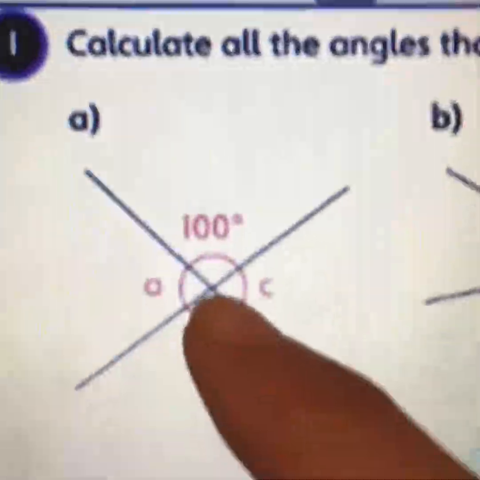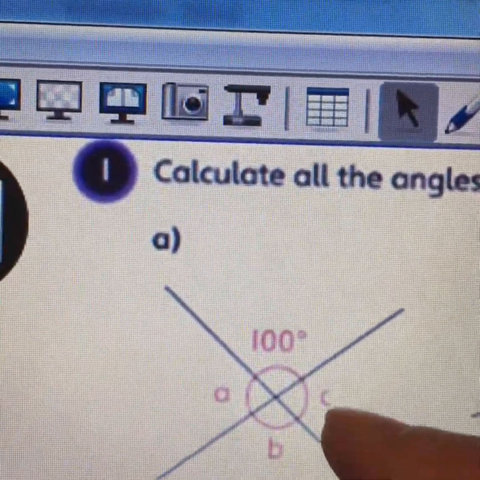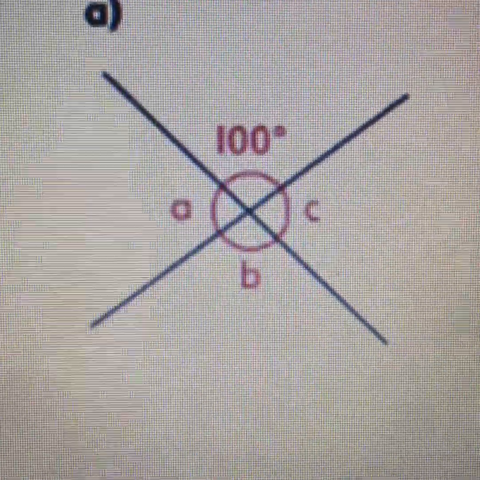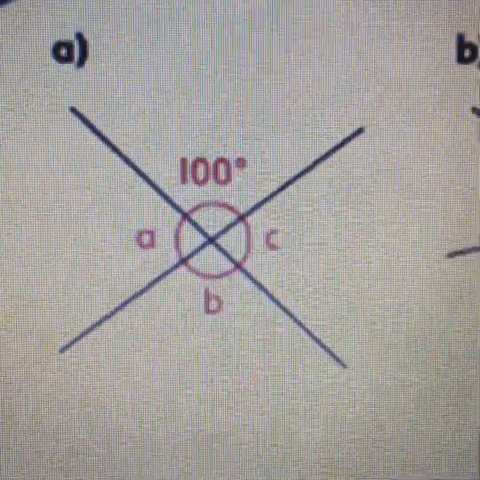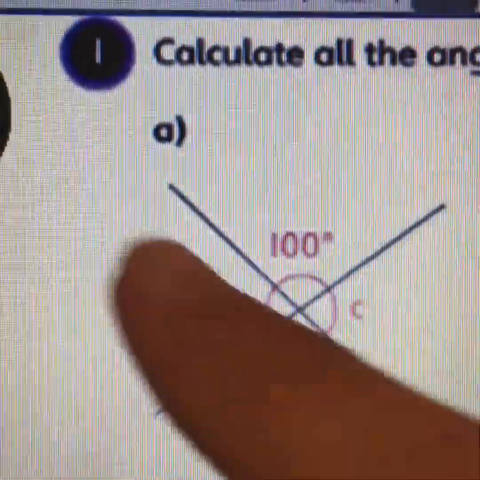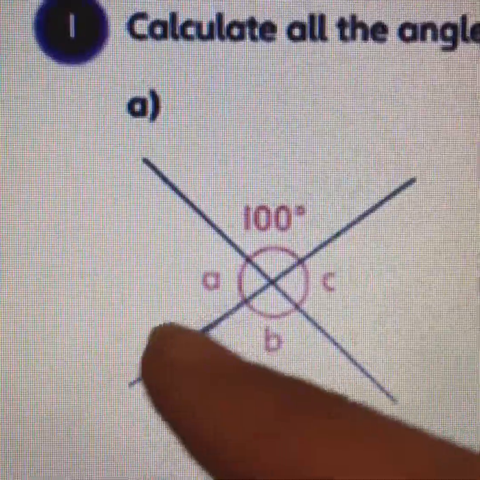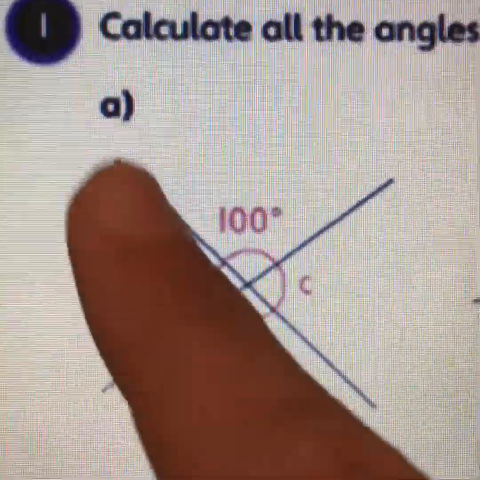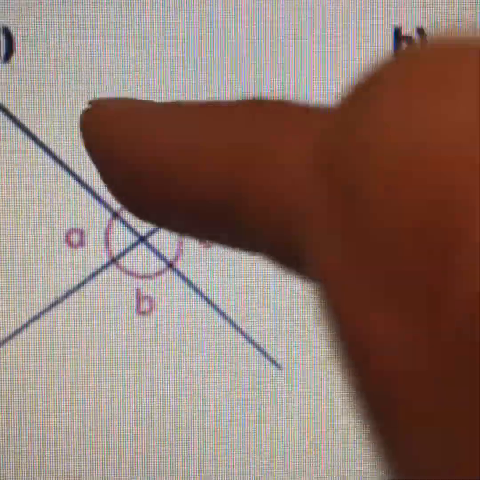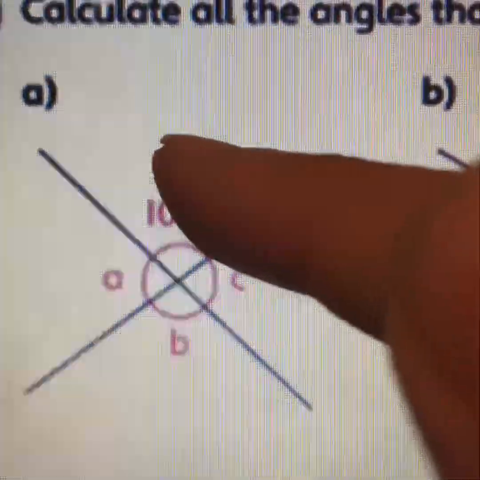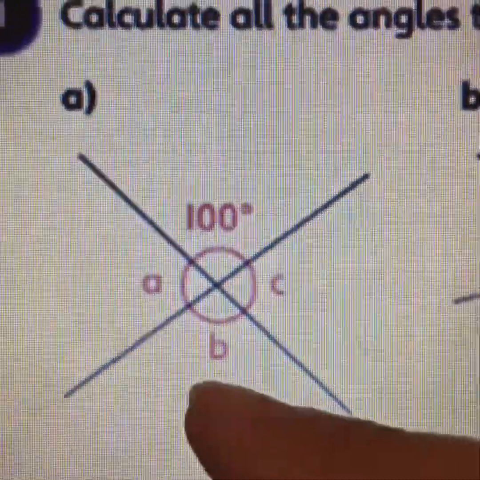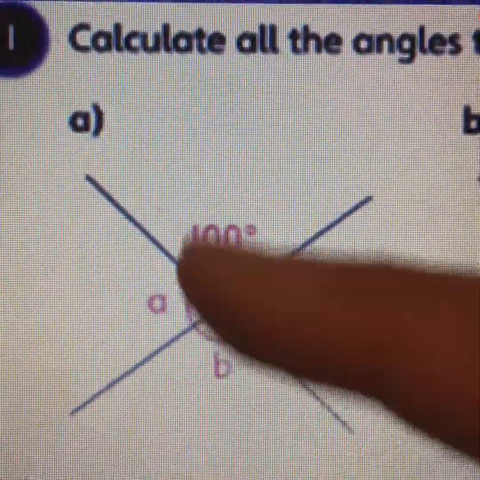Well, we know that this is around a point where there's 360 degrees around a point, so that we know 100 degrees plus A plus B plus C is going to equal 360 degrees. Right, there is something else that we know though, and you might have forgotten this rule: if you've got straight lines that intersect each other like this, the angles opposite each other are equal. So if this angle's 100 degrees, which other one's going to be 100 degrees? B, because these two are opposite each other.